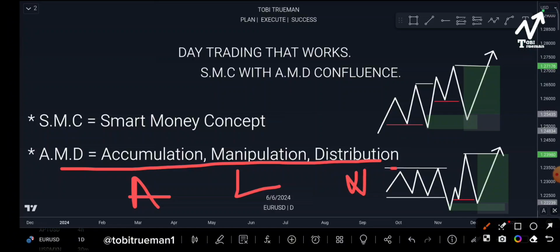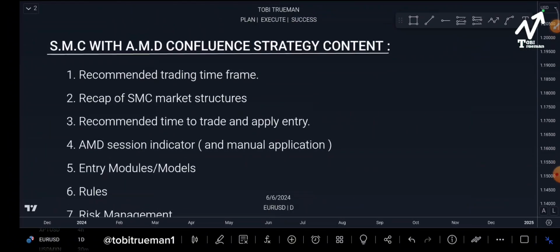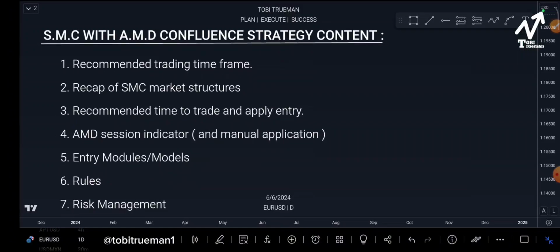So that is what I've drawn here. Accumulation, that's for the Asian session. Then this pullback that now happened here is for what? The London session. Then the distribution, where price will now buy, is for what? It is for the New York session. So all of these things, we are going to discuss more and more with this concept. Very easy to understand.